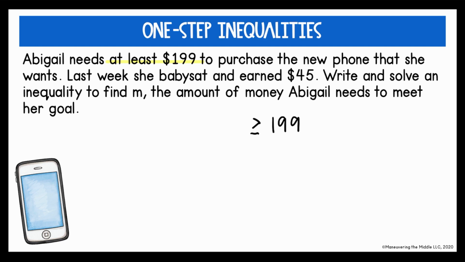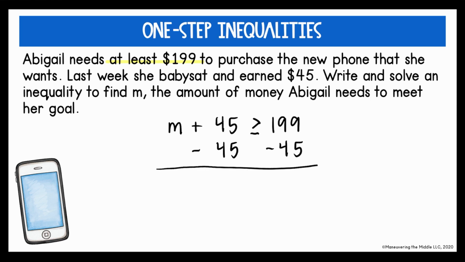It also says that she babysat, she has $45, and we want to find out how much more she needs. So we can say whatever she needs, it told me to use M. So whatever she needs, M, the amount of money, plus the $45 she already has to be greater than or equal to $199. So now we can solve that by isolating our variable. We have M is greater than or equal to, and when I do that math, I get $154. So Abigail needs to have $154 or more than that in order to buy her phone.